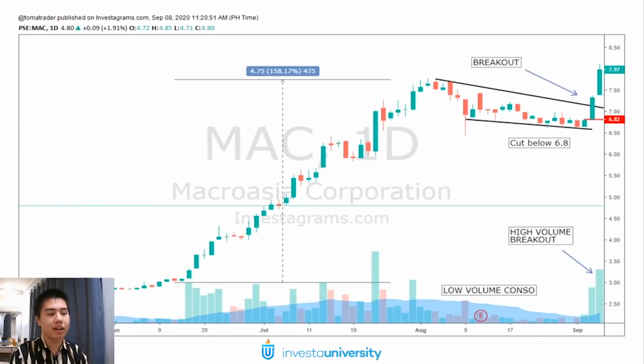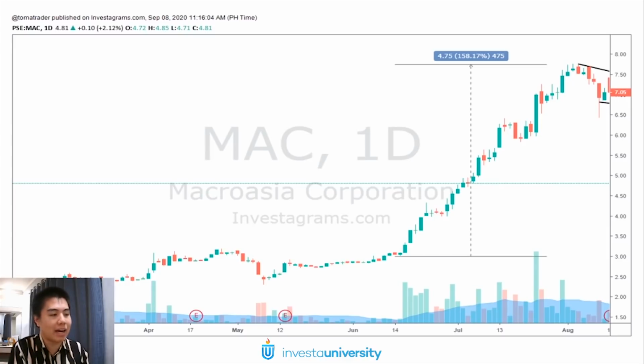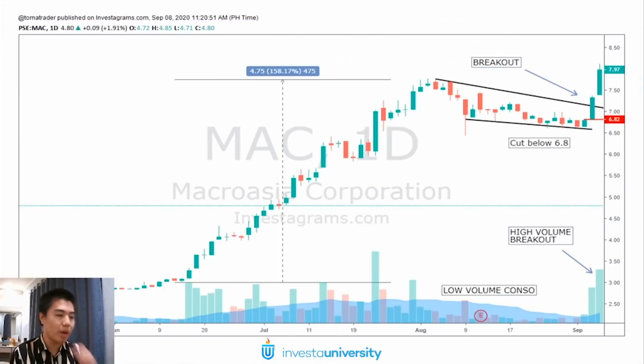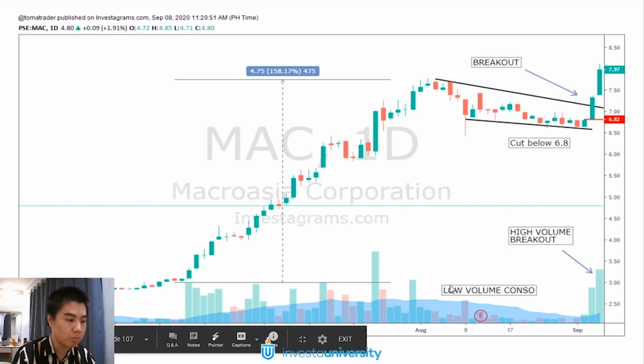In the case of MAC, of course, we don't want to get FOMO'd, right? We don't want to get FOMO'd and just buy out of nowhere. We want to buy objectively and wait for the proper continuation pattern so we can get a proper low-risk entry. And the first major one came out here where it formed a falling wedge right here, diba? So let's say we bought at 7, we can place our cut below 6.8, below the low of this candle. Again, the breakout came with high volume tsaka low volume consolidation.